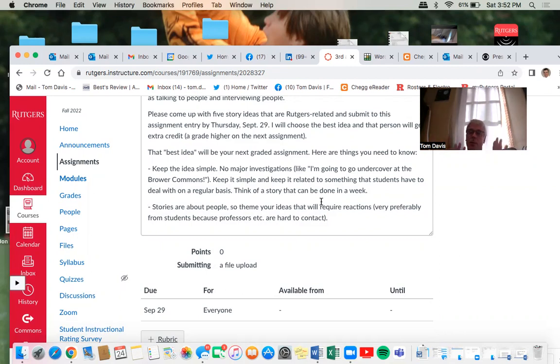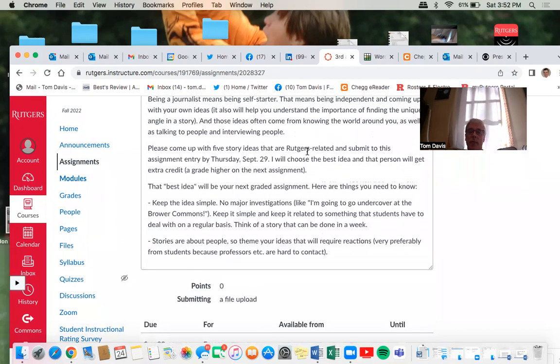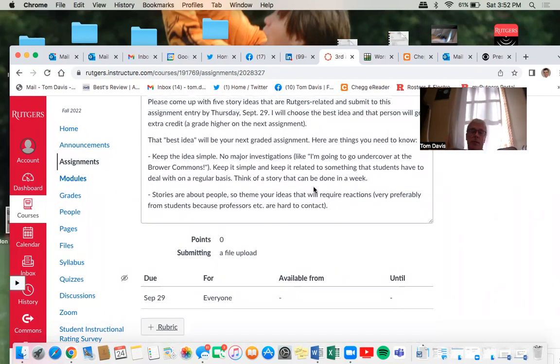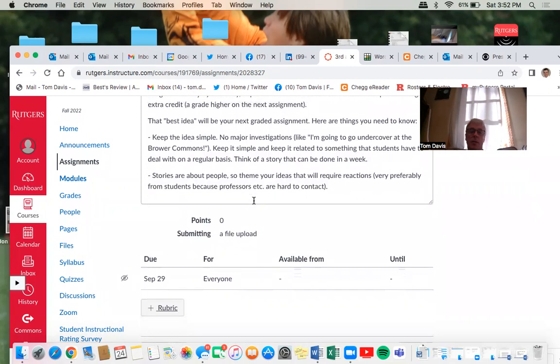So just do something that you feel like you can do in a week, and keep it Rutgers related. I can't give away any hints because I want to see what you can come up with, but something related to what students have to deal with on a regular basis. Stories are about people, so theme your ideas around things that will require reactions, preferably from students, because professors and people like that are usually hard to contact.